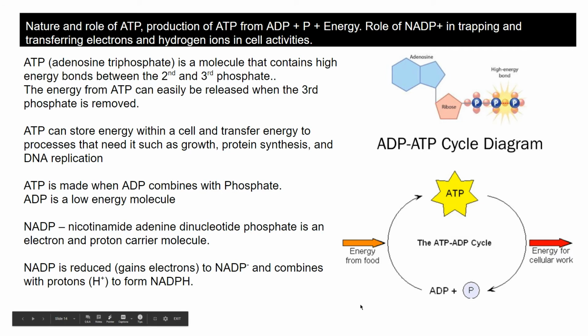Now, NADP is an electron and proton carrier. NADP is capable of combining with electrons, and we say that it's reduced. So when NADP gains electrons, it's NADP minus, and that's capable of combining with protons to form NADPH. So NADP is an electron and proton carrier. It carries electrons and protons to reactions such as the Calvin cycle, the dark stage, that need them.